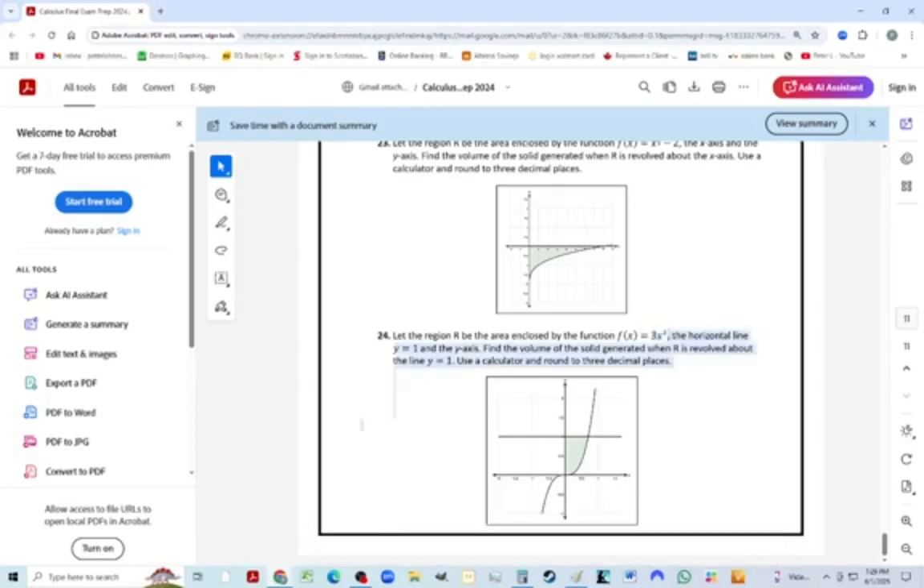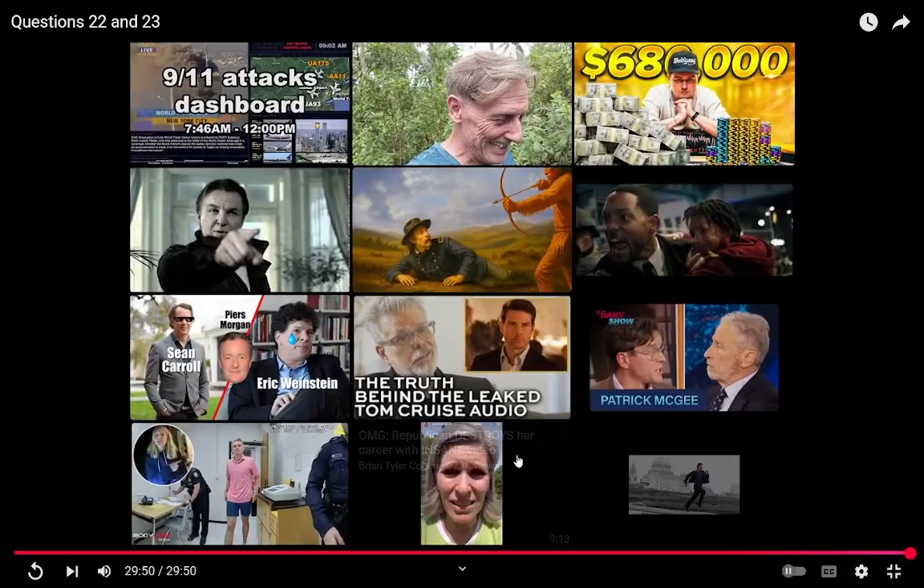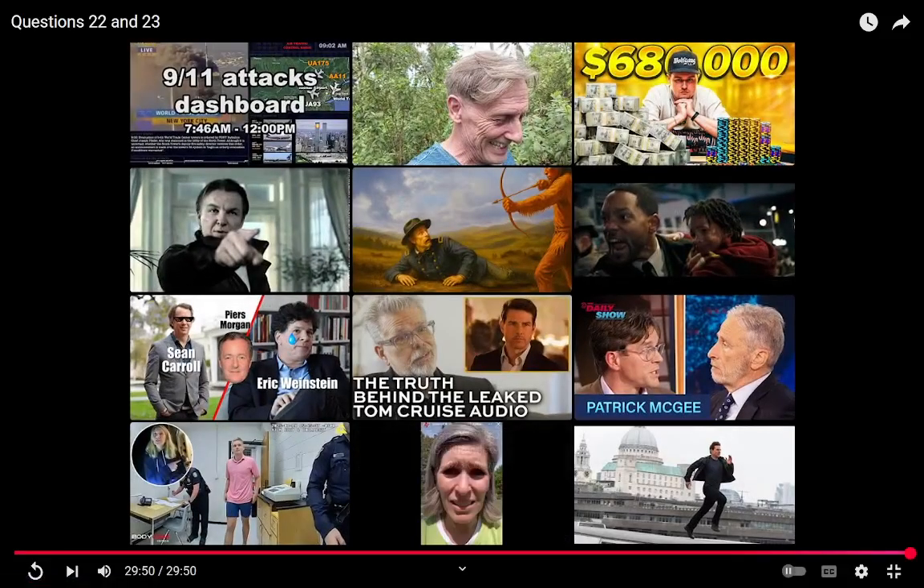But I'll show you how to do it when it's at y is equal to 1, even though I don't know why. It's the same thing. You can just lower it by 1 and rotate around the x-axis. But this one is using the limitations of the y-axis and the horizontal line y is equal to 1. I didn't have time to do it, but I will.